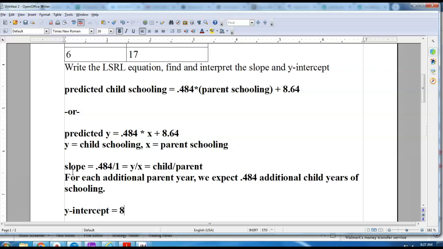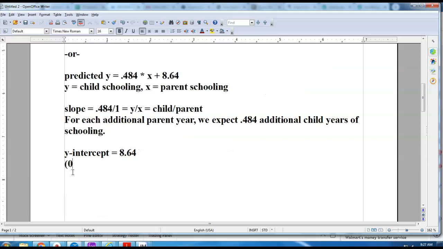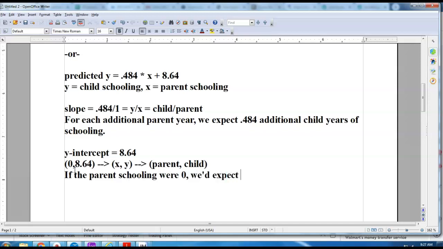Y-intercept is 8.64. So remember, that's an actual data point, 0, 8.64, which is x comma y, which is parent comma child. And this is just my scratch work. You don't need to show this part, but it helps me organize it. So if the parent schooling were 0, we'd expect the child schooling to be 8.64. Questions there?